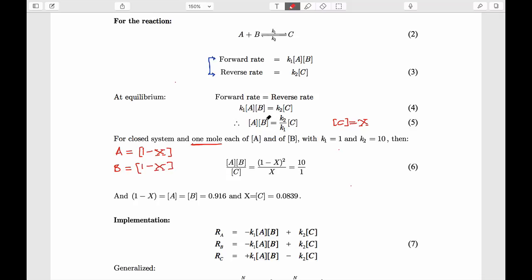And so if you look at this relationship here and you divide both sides through by C, you end up with this expression here. And this has to be equal to K2 over K1, just by rearranging this. So divide both sides by C and you get this expression here.